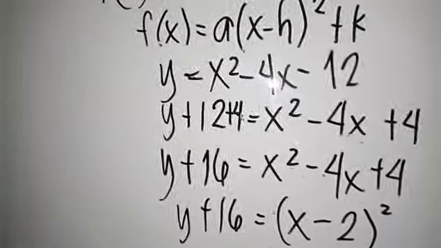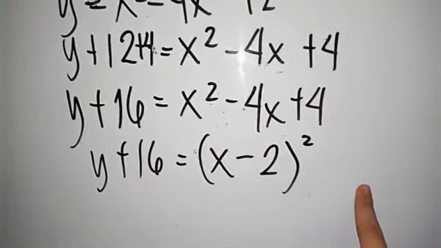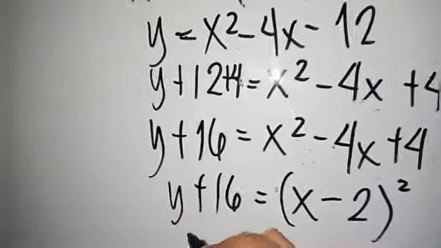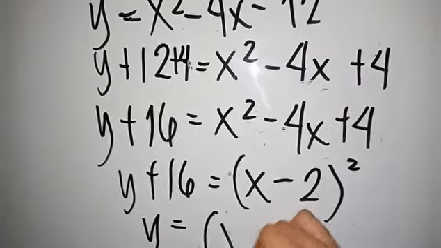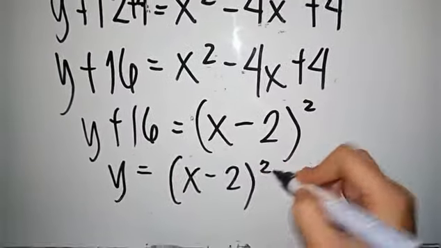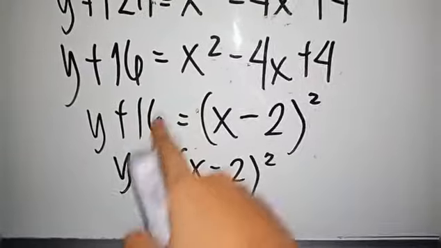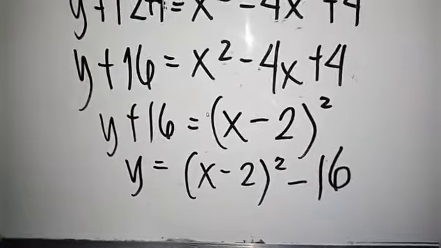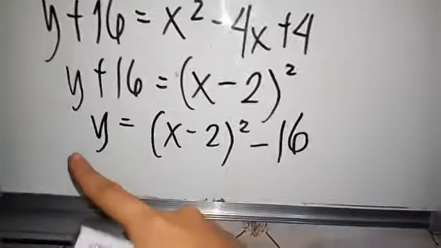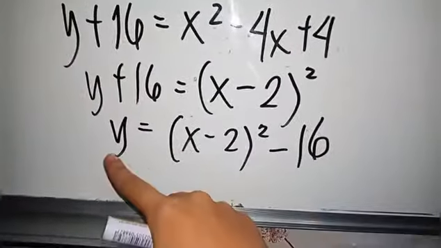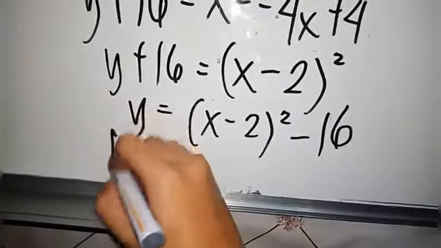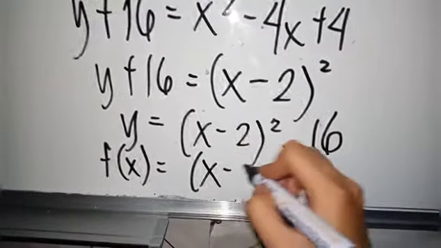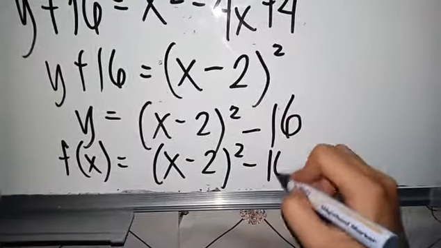Then, after that, ito ay ipupunta natin sa kabila para maging ganito na yung kanyang form. Okay, so we have y is equal to x minus 2 square. Then, yung ating positive 16 ngayon, ililipat na natin siya. So, magiging negative 16. Since sinabi natin kanina na yung f of x can be written as y, so ibabalik lang natin siya. So, we have f of x.